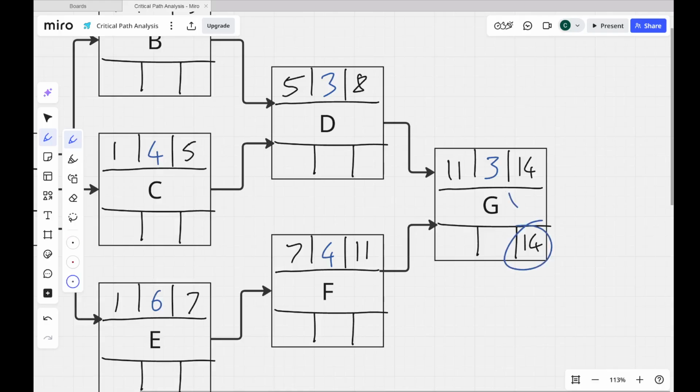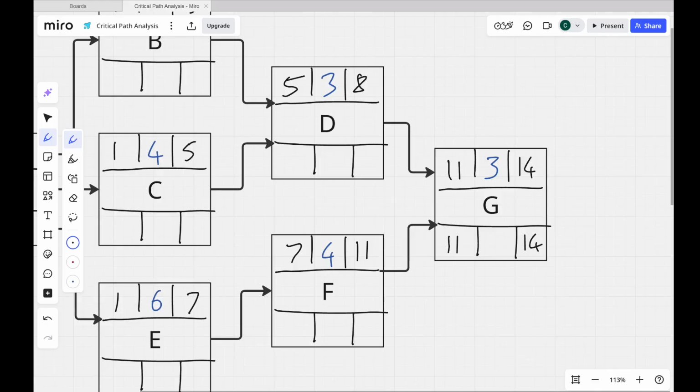That minus that equals that. Okay? So 14 minus 3 will tell me the latest start for task G. So 14 minus 3 is 11. So that tells me that G cannot start any later than day 11 and still deliver the project on time. So that then carries back down the arrow.